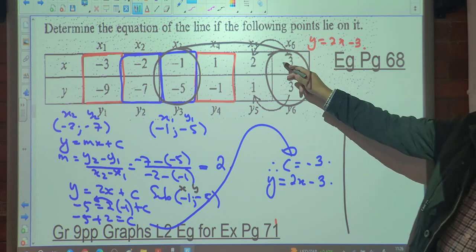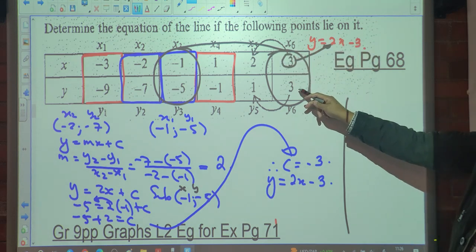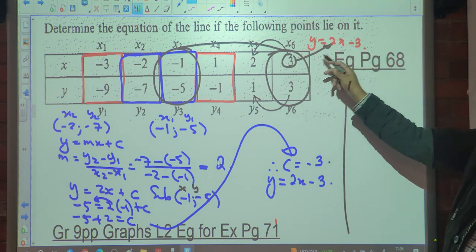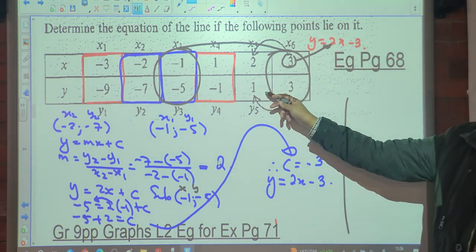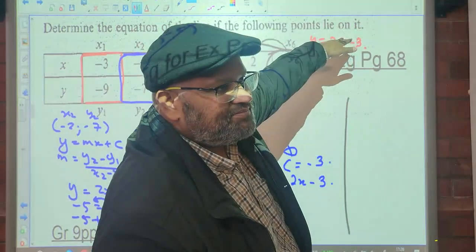Also what we can confirm here, just look here. What happens if I substitute 3 into this equation? 2 times 3 is 6, minus 3 is 3. What if I substitute 2 in? What's 2 times 2, minus 3? 1. Can you see that? So which means to say if I put the x in, I will get the y out.